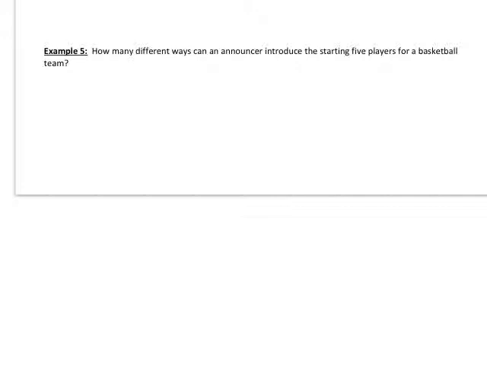For example 5, we're being asked to find the different ways that an announcer for a basketball team can introduce the starting 5 players. Remember, when we're introducing people, we're not going to repeat any of the people, and order is going to be important because there's only 5 slots to fill, and we don't want to just say all of them at the same time. So we have a very specific order that we want to do.